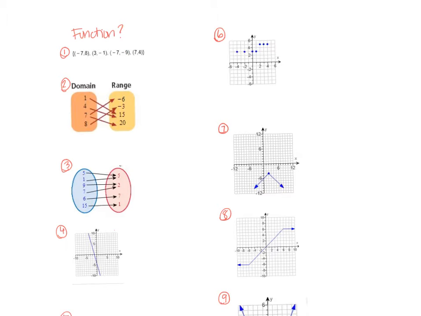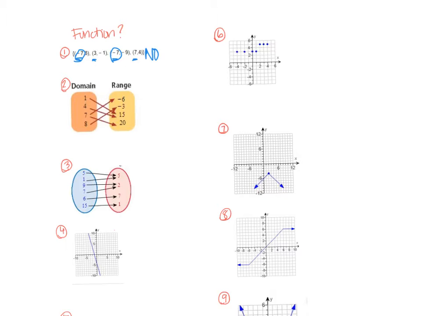So if we look at the first one here, this is a set of ordered pairs, and so we look at our x values. We have -7, we have 3, we have -7, and we have 7. And so right there we see with our x values, we see that repeat, and that repeat tells us that no, this is not a function. So let's look at our next one.